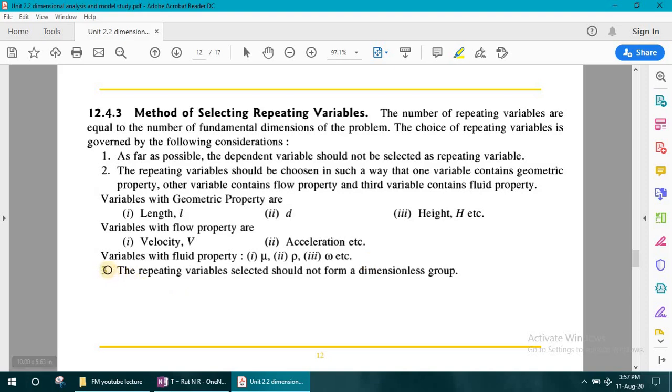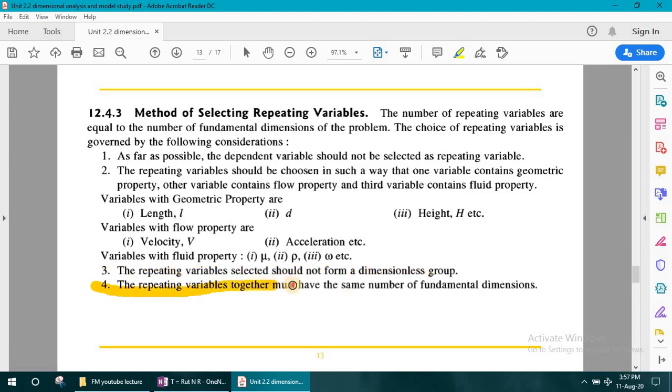Third, the repeating variables selected should not form a dimensionless group. It means if you are selecting repeating variables which form a dimensionless group, you should not select these. I will explain this while solving the problem.